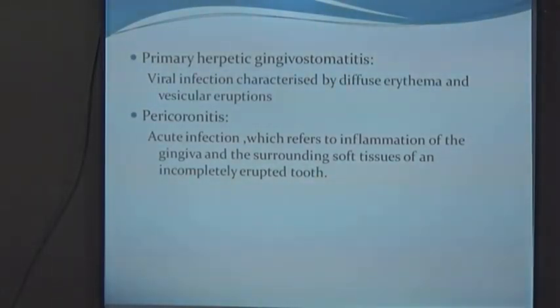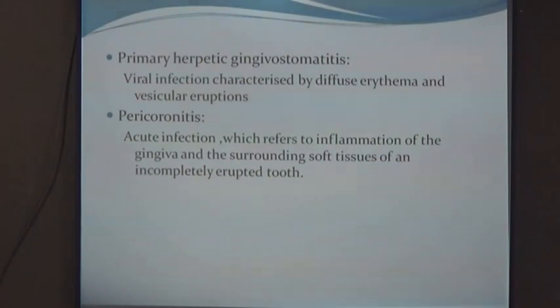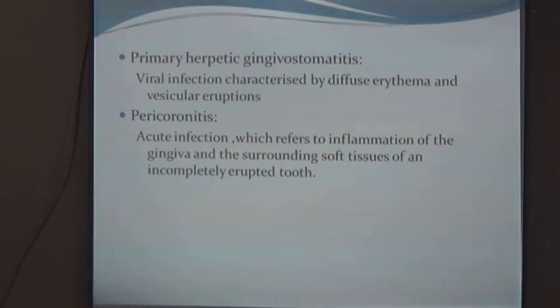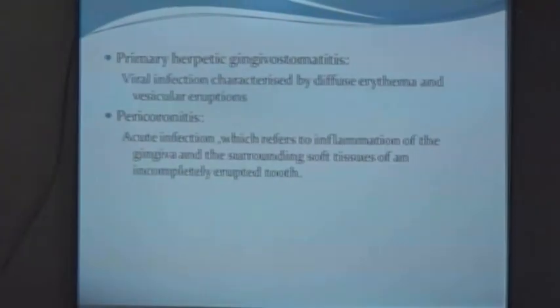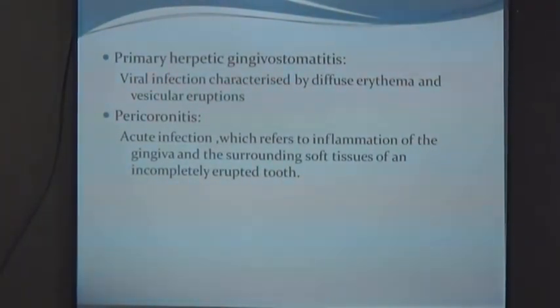And primary herpetic gingivostomatitis is a viral infection characterized by diffuse erythema and vesicular eruptions. So in MCQ entrance, they can ask which has vesicular eruption: ANUG, herpes, pericoronitis, gingival abscess. You should write herpes. Herpes is the only infection where vesicular eruption will be there. Punched out crater is present only in acute necrotizing ulcerative gingivitis. And the other one, pericoronitis, is an acute infection which refers to inflammation of the gingiva and the surrounding soft tissue of an incompletely erupted tooth. Incompletely erupted tooth is pericoronitis.